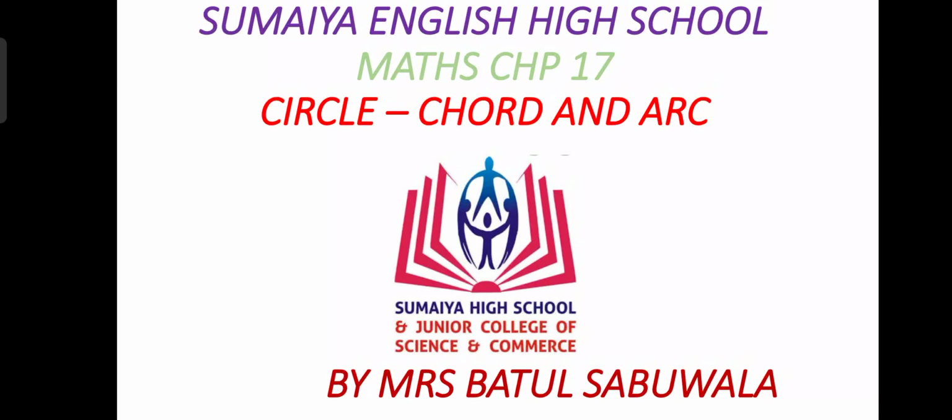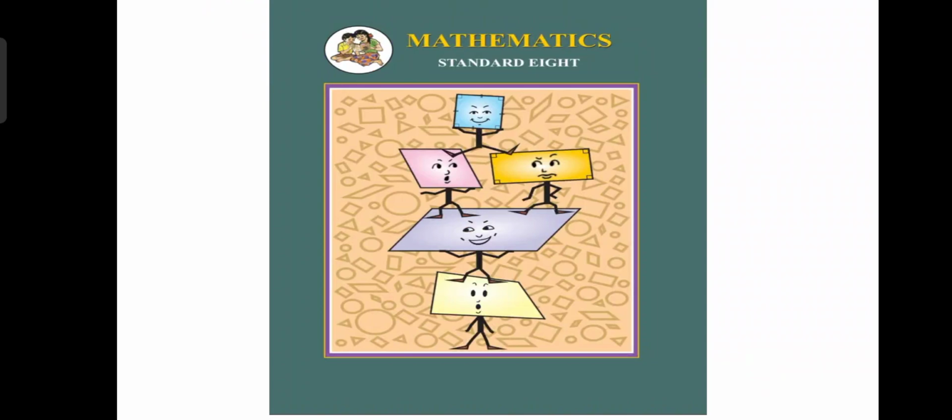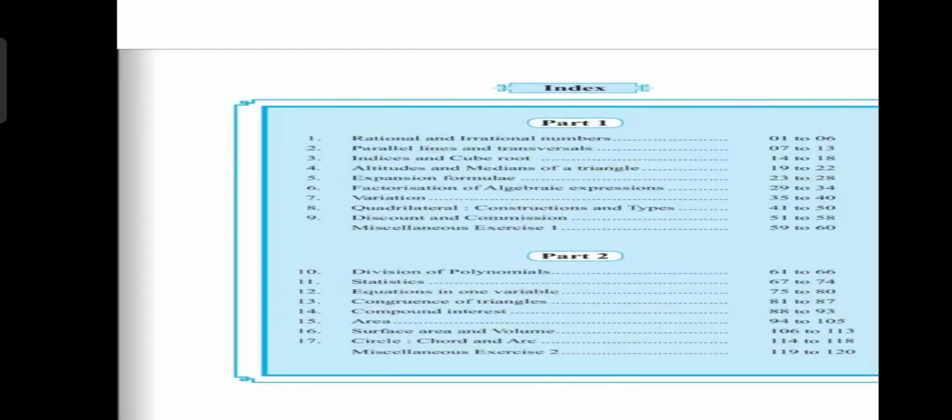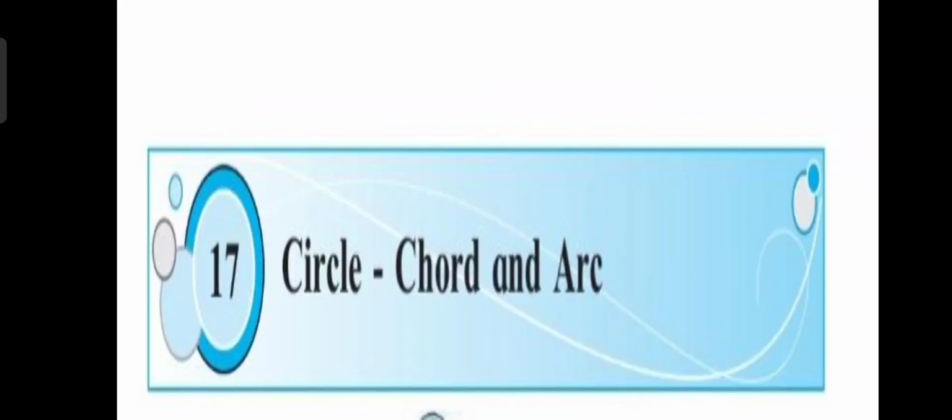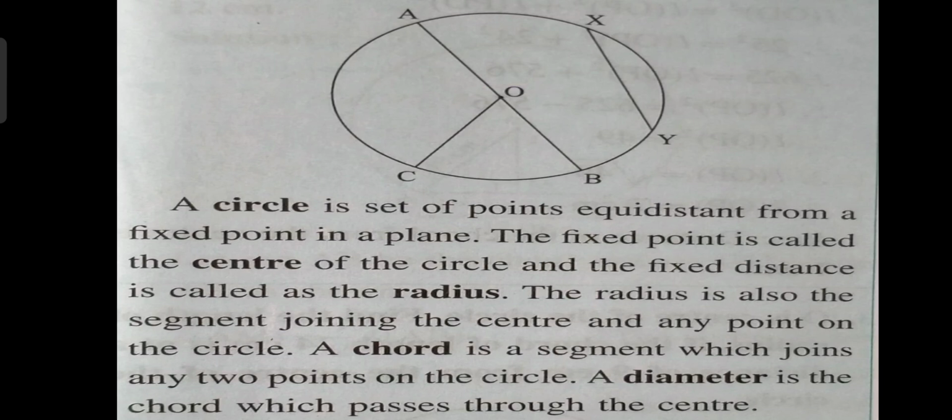Students, we are going to continue with the chapter circle, chord and arc. In the previous video, we had seen what a circle is. I hope students that you are having your textbook along with you, a notebook and a pen. So let's begin with chapter number 17, circle, chord and arc. Let's revise what we had learned earlier.